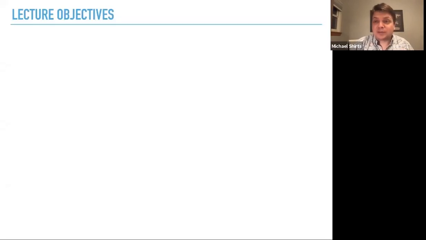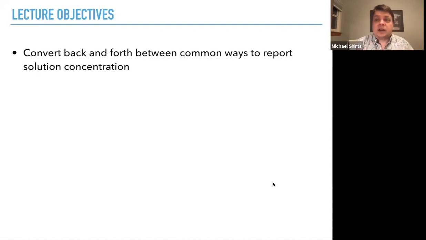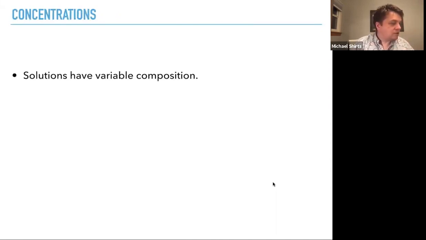And we're going to start out with talking about different ways of measuring concentration. We talked about concentration a little bit before in terms of molarity. We'll talk about a few different ways that we can consider and talk about concentration that come into play in different contexts. So, obviously, solutions have variable concentration.